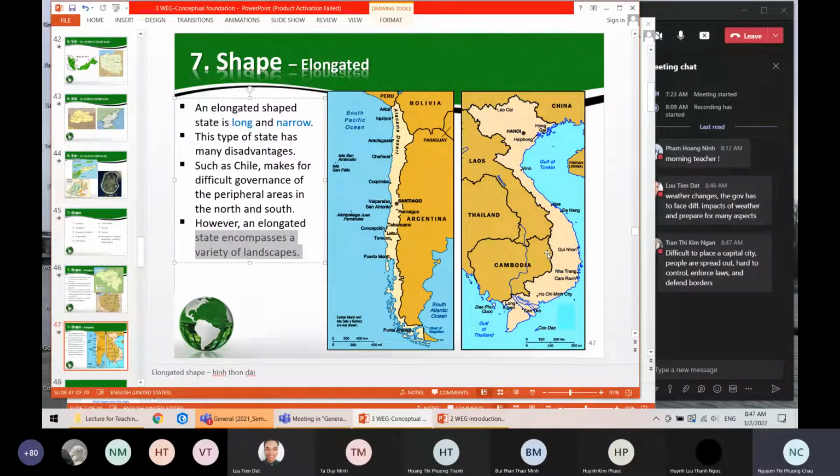From Kim Ngân, difficult to place a capital city. People are spread out, hard to control, enforce law, and defend the border.